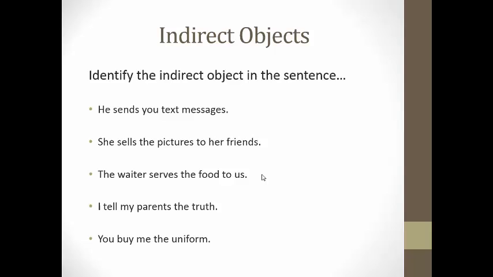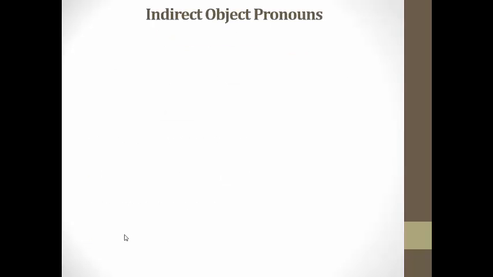Okay, and number 3, us is the indirect object. In number 4, my parents is the indirect object. And in 5, me is the indirect object. Okay, so hopefully you now have an understanding of what an indirect object noun is. And now we can talk a little bit more about indirect object pronouns.